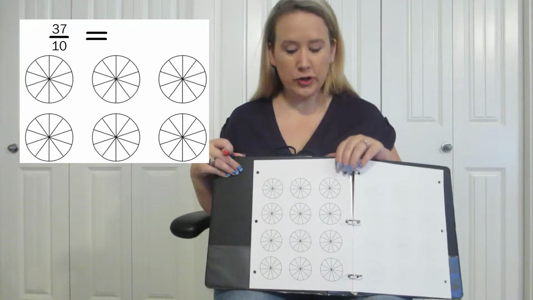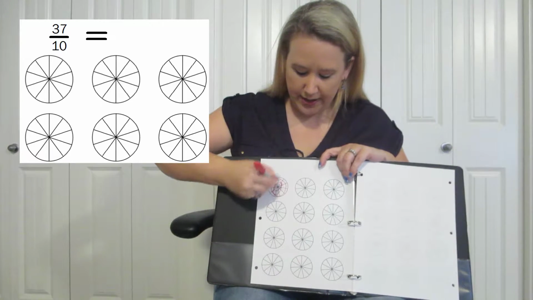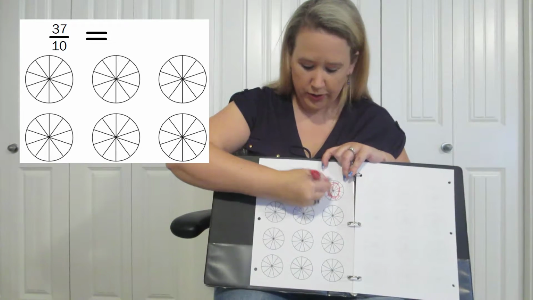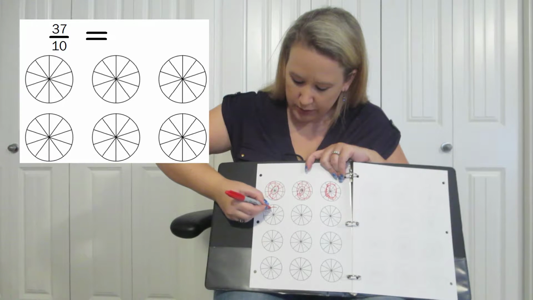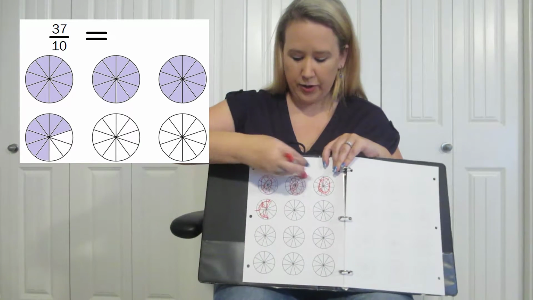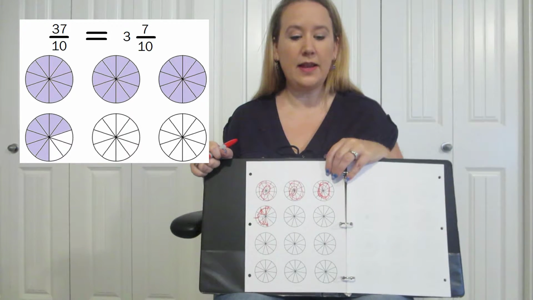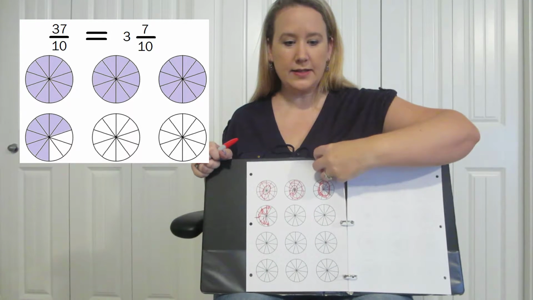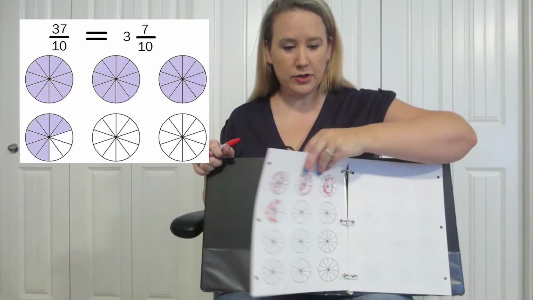Next question is 37 tenths. Again, we got 10, 20, 30, and 7 more. 1, 2, 3, 4, 5, 6, 7. This is all filled in. So we've got 3 7/10, which is the same as 37 tenths. Okay, nice and easy. Always get the right answer all the time.